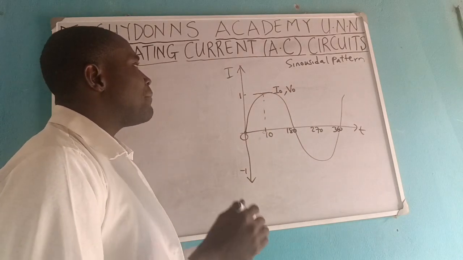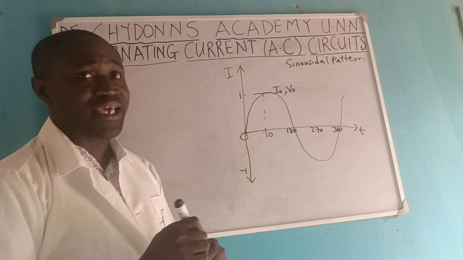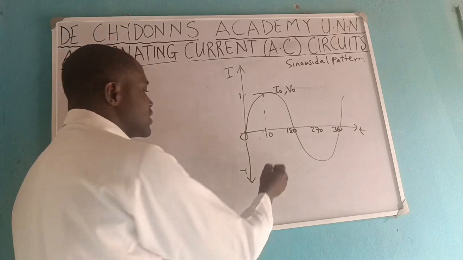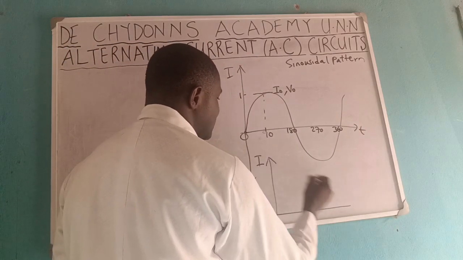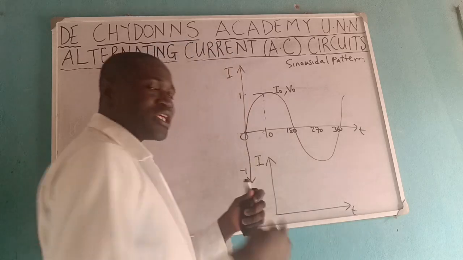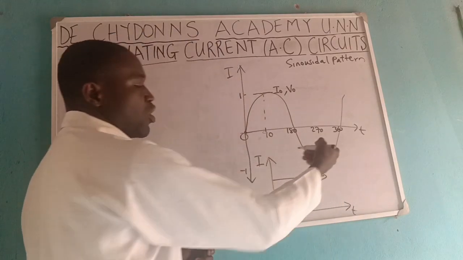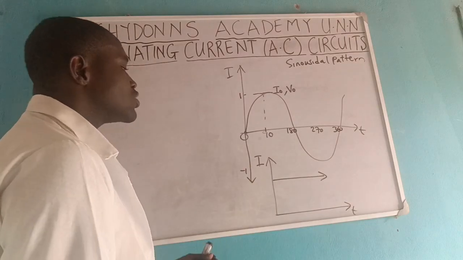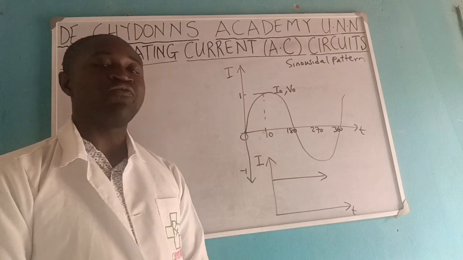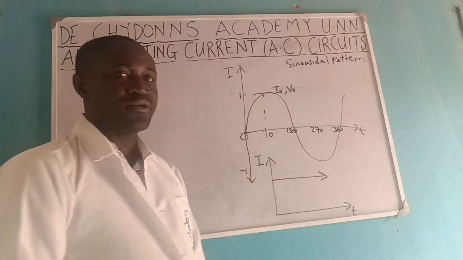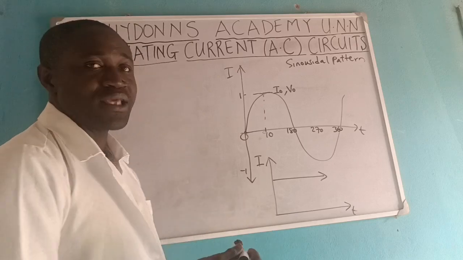But when you talk about a DC circuit, that is a direct current circuit, you will notice that the direction of flow of the current is constant. Let's say the graph of current against what? Time. The direction of flow of the current will be constant. Look at how it will move. Constant. It shows it does not change with time. It flows in one direction. That is the difference between direct current and alternating current circuits.